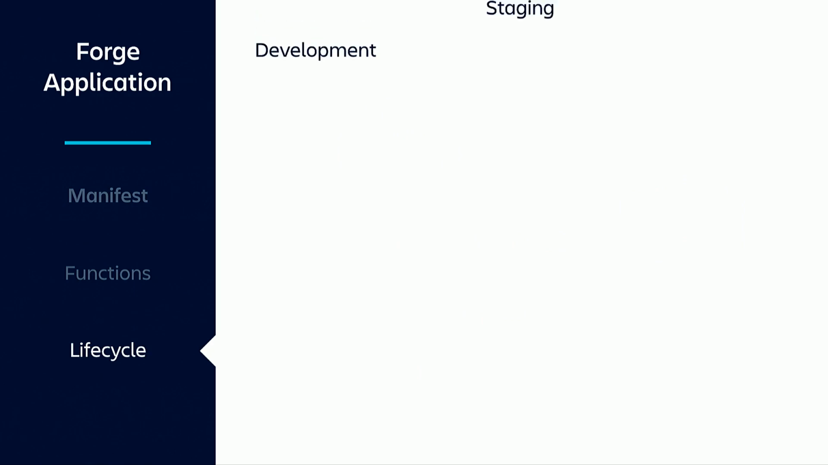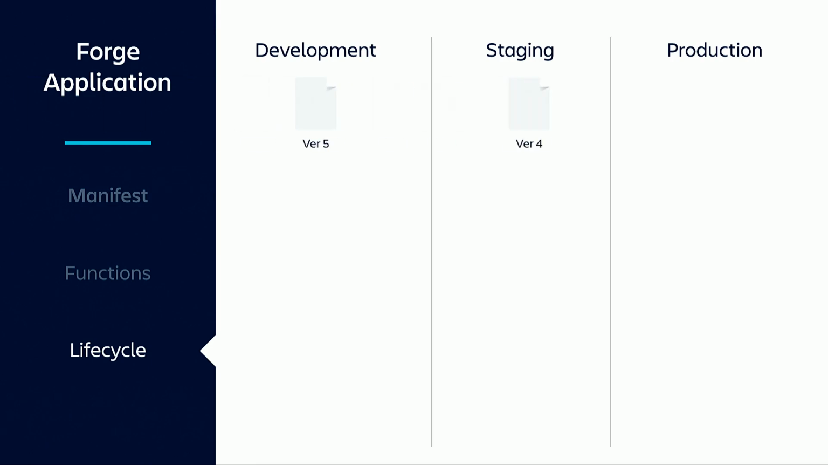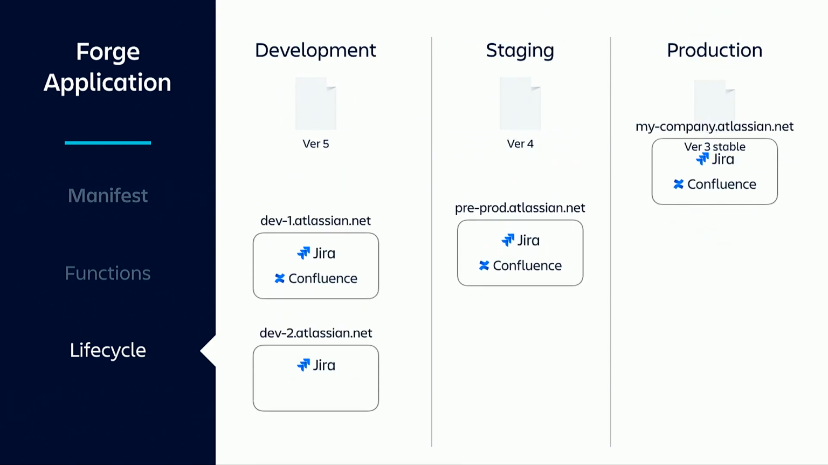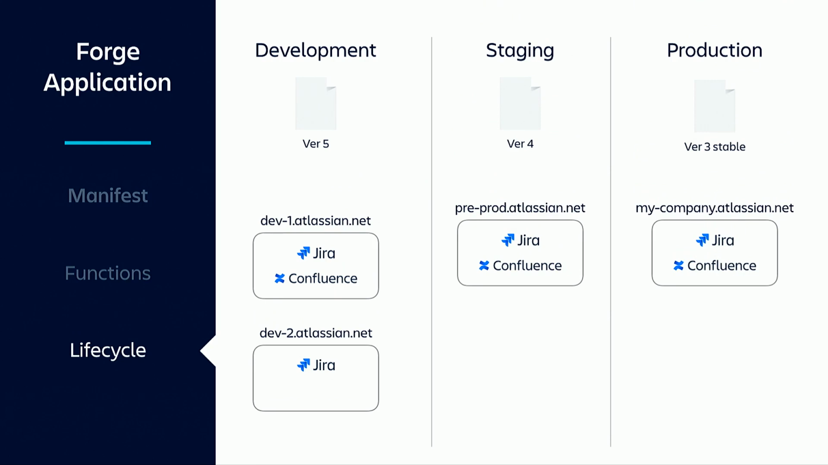So Forge provides three environments by default: development, staging, and production, and each of those environments can have different versions of your app deployed. Those environments can be associated with different sites. So if you deploy a new version just to the development environment, in this example, only dev1 and dev2 sites will be affected. And once you're happy with testing, you can promote your version to different environments. And as Tim mentioned during the keynote, you will also be able to create your own environments.